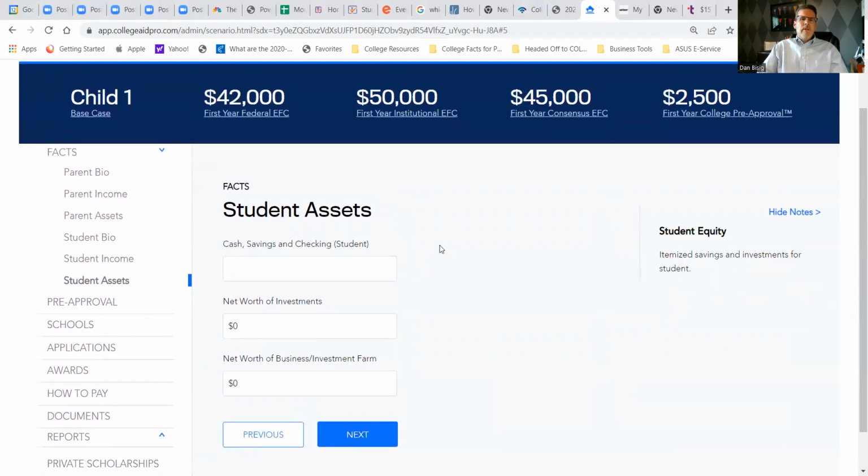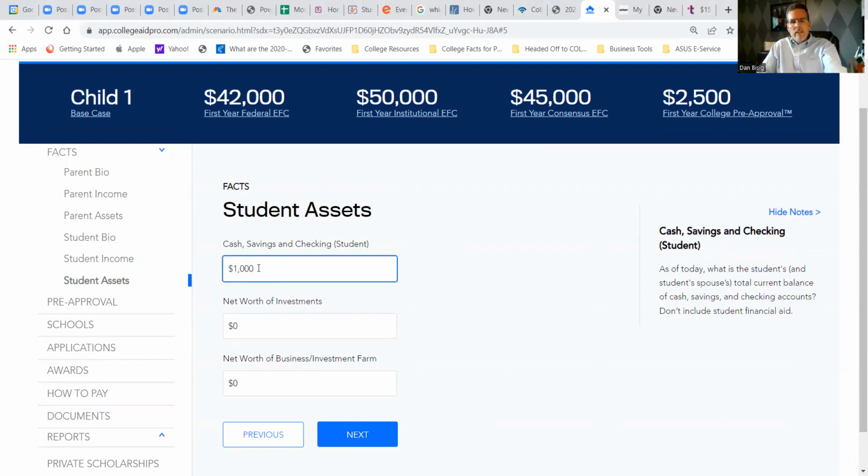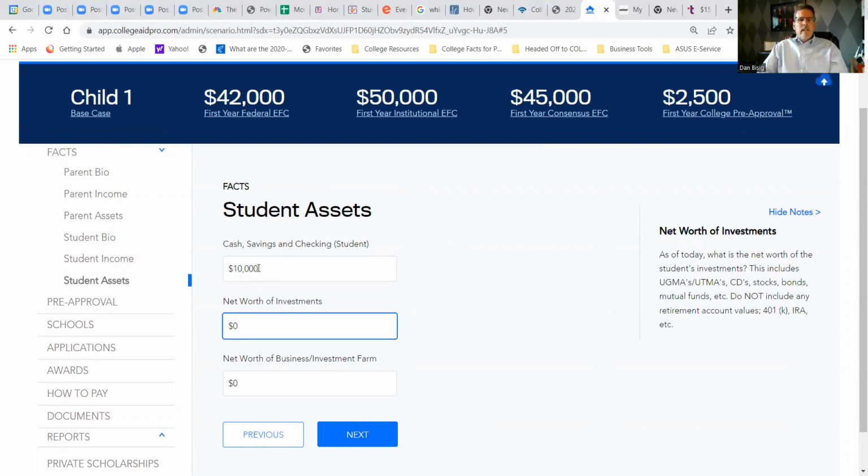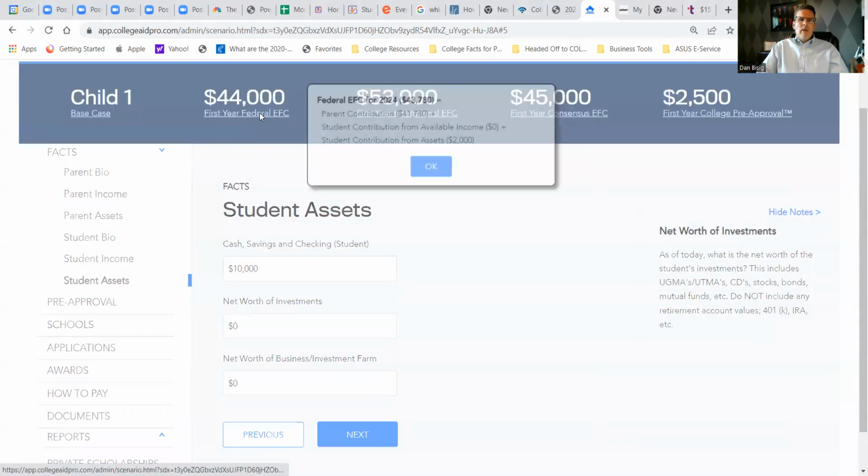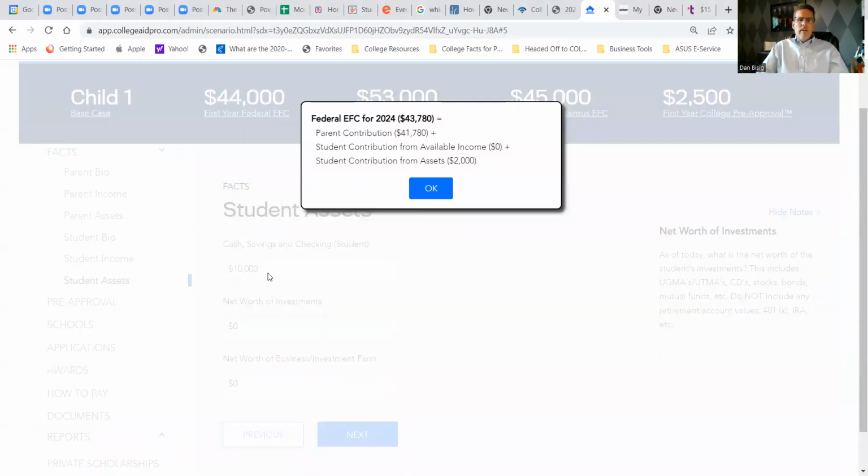Now, here's what you do need to know. Every dollar that is in your son or daughter's name counts against financial aid. And from the federal side, it counts at 20%. So if they've saved, let's say $10,000 here, then what we're going to see is the impact that that has on the financial aid calculator. You see what happened? That's the impact that we're looking at. In fact, if I open this up, you'll see that now of that $10,000, $2,000 of that counts against financial aid. That's the student's contribution at 20%.